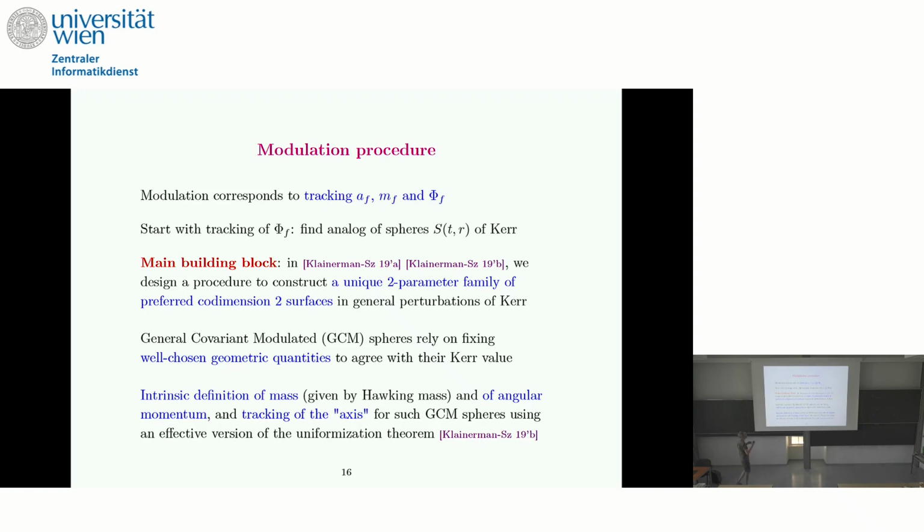If I have too little, I will not be able to produce them. If I have too much, that means some of these spheres will not be good enough. So how do we do it? First of all, this is a procedure which we call general covariant modulated spheres, simply because you deal with modulation, and you deal with the kernel due to general covariance. The idea is just to fix the value of certain geometric quantities to be equal to their Kerr value.